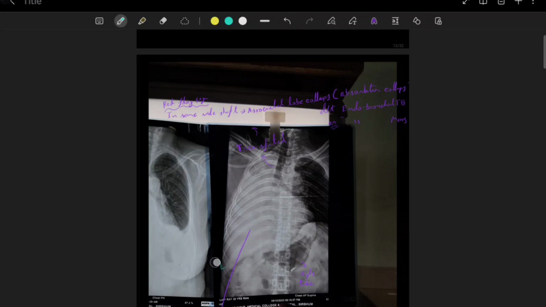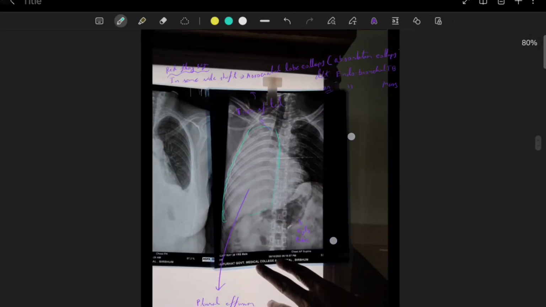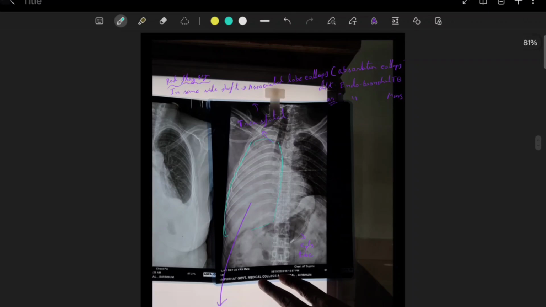Let's see in this X-ray, here the left-sided lung is totally radio opaque. Okay, means here it is pleural effusion. Okay, and see the trachea is shifted towards the affected side, means it may be associated with any lobar collapse.